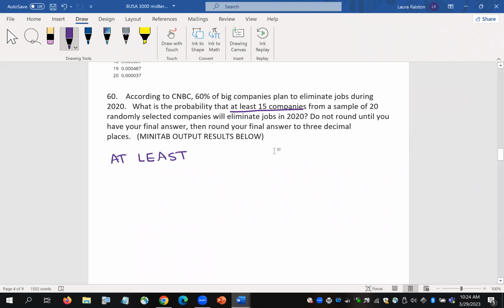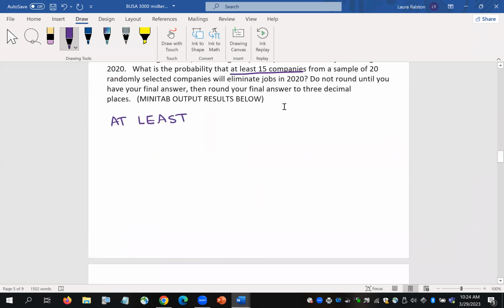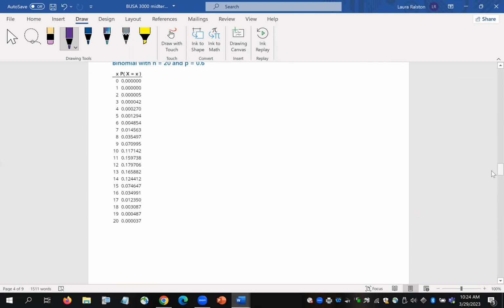Let me get this pasted in here. Okay, so we're going to add the values for 15, 16, 17, 18, 19, and 20. You go all the way to the end, and you start at the value that you're given, which is 15. And again, you're going to add those together. I'm going to do that. It'll take me just a minute.